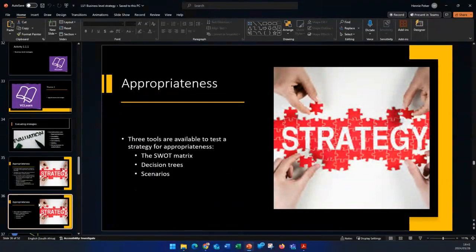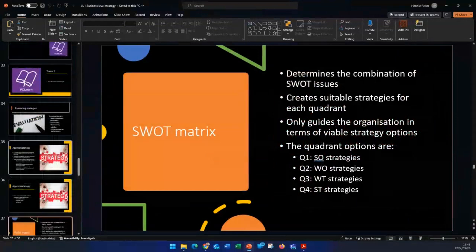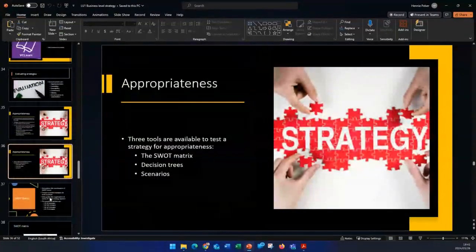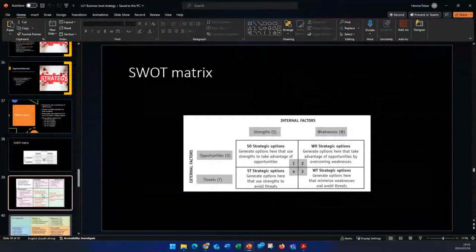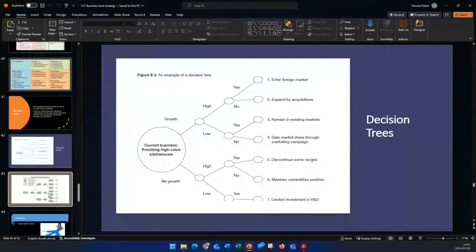The second one, obviously, ignore all of this stuff. I don't need you to tell me that you would do a SWOT analysis and all that rubbish. I don't need to see any of that stuff there. Okay. None of that is necessary.